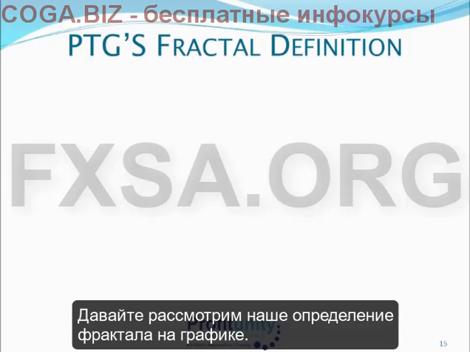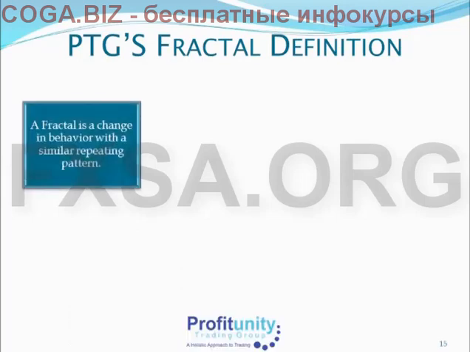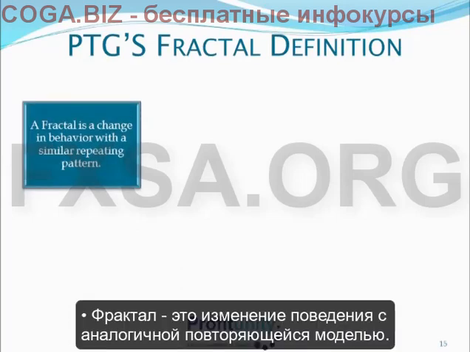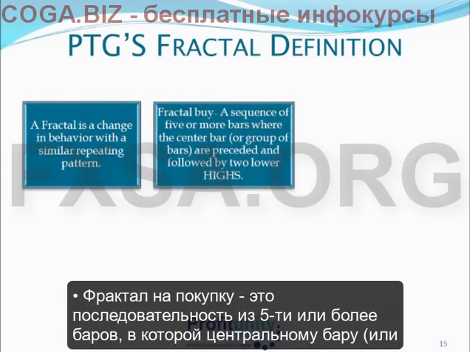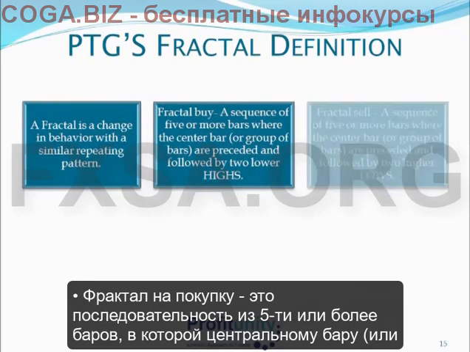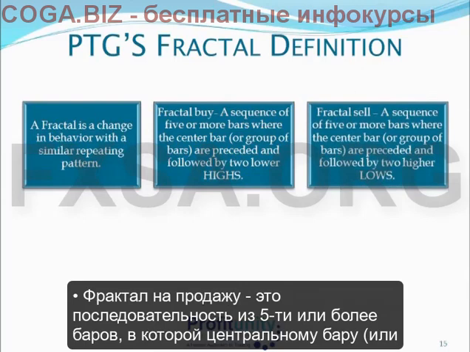Let's look at our definition for a fractal on a chart. A fractal is a change in behavior with a similar repeating pattern. Fractal buy: a sequence of 5 or more bars where the center bar or group of bars are preceded and followed by 2 lower highs. Fractal sell: a sequence of 5 or more bars where a center bar or group of bars are preceded and followed by 2 higher lows.